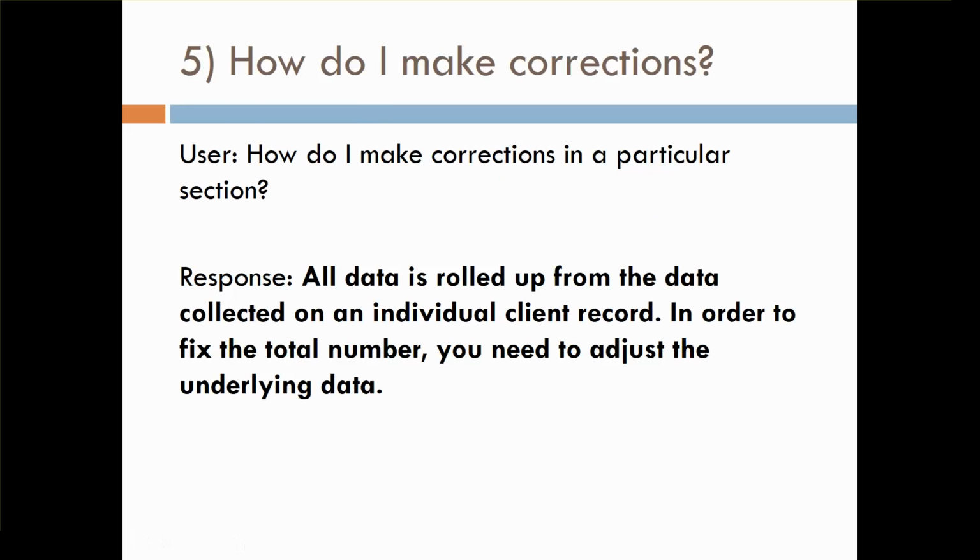Number 5, this is kind of a more generic one. Users will often ask, how do I make corrections to a particular section? I know that I had a certain number of exits and they went to a certain number of destinations, but the number's wrong. How do I make those changes? All of the changes in the semi-annual are rolled up from the data collected on individual client records. What that means is that if you need to fix an overall aggregate total number, you need to go to the underlying data. You need to go to the individual client record.